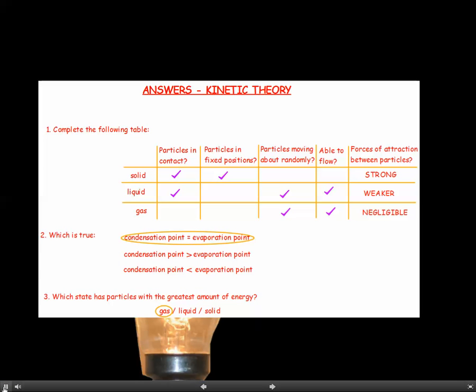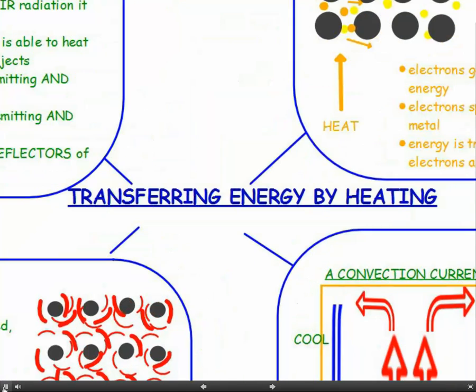Okay, here are the answers to the questions from the last chapter on kinetic theory. Hopefully you got them all right. Now we're going on to transferring energy by heating.